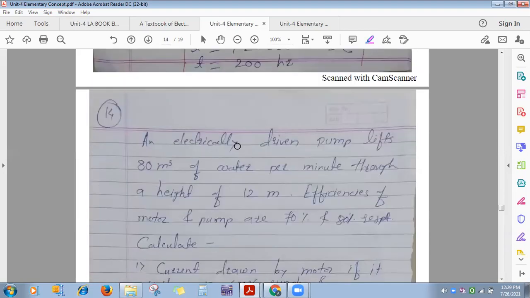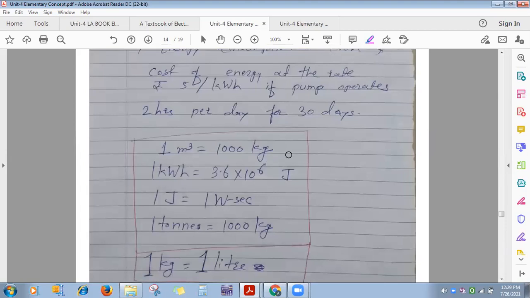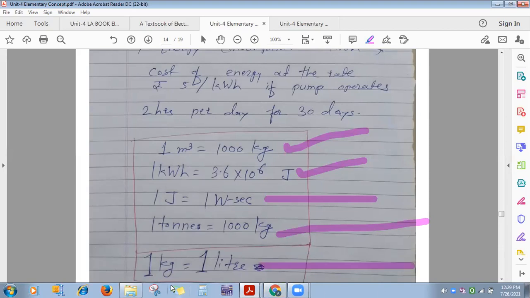So see here, an electrically driven pump lifts 80 meter cube of water per minute. This meter cube you have to convert into kg. So 1 meter cube is equal to 1000 kg. This one formula everyone keep in your mind: 1 kilowatt hour is equal to 3.6 into 10 to the power 6 joule. 1 joule is equal to 1 watt second. In some numericals you have to use this one also. 1 ton is equal to 1000 kg. And in some numericals this one also: 1 kg is equal to 1 liter.